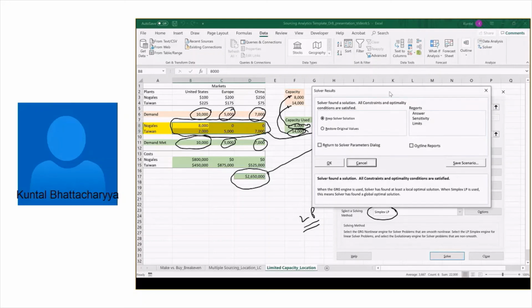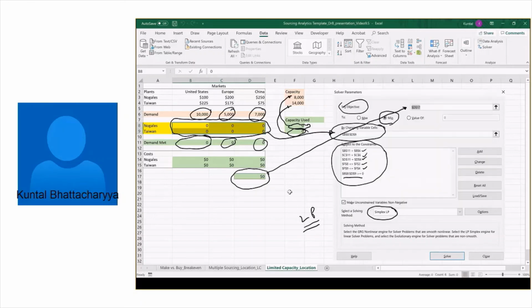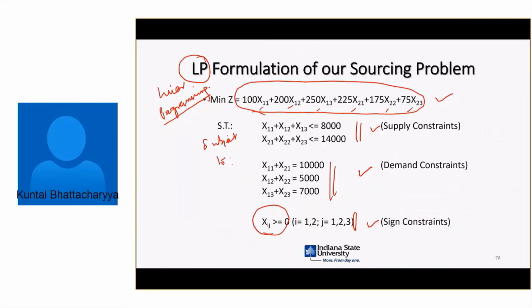You can keep the Solver solution. If you restore original values, I hit cancel so that you can work on this as many times as you need to. Okay. And again, the idea is to work alongside this in Excel while you are reviewing my video. Pause, go back as many times as you want in the video. That's the best part about this virtual environment.